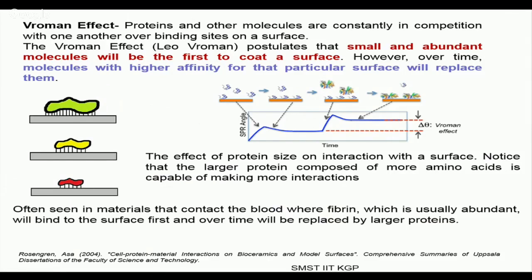So it gradually replaces the small molecules. One example is blood, where fibrin, which is usually abundant, binds to the surface first, and over time it is replaced with a larger protein. Okay.